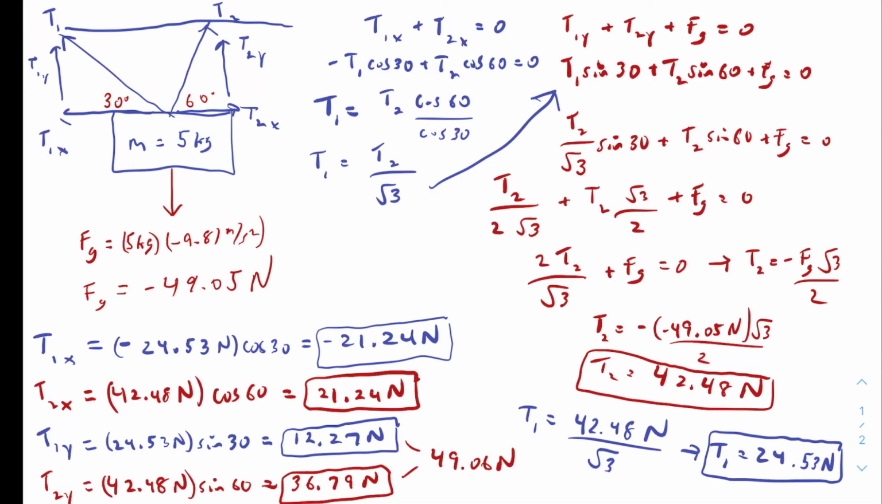After finding the two tension values in a problem like this, it's always good to find the individual component values. If you find that the forces add up to 0 in both the x and the y directions, you can pretty much be sure that you got the answer correct.